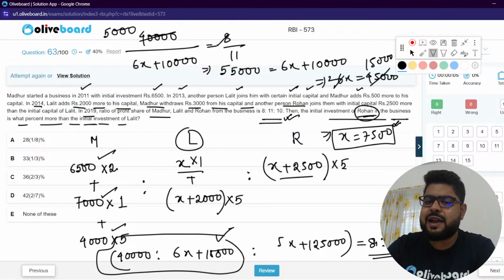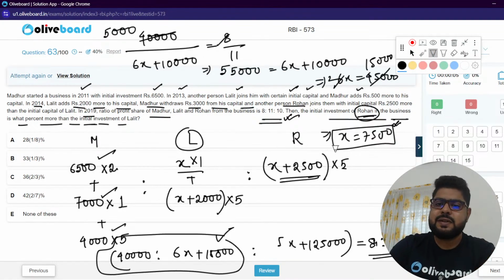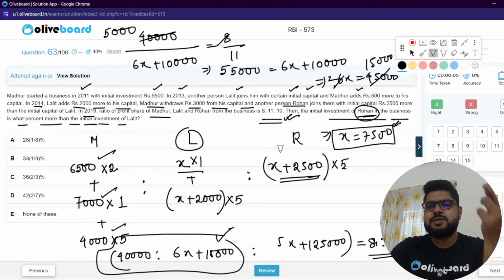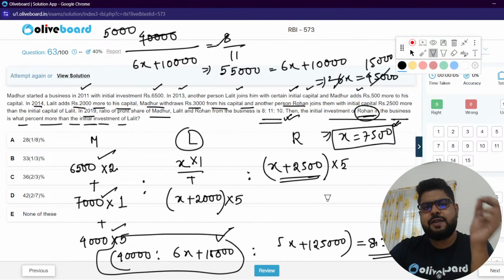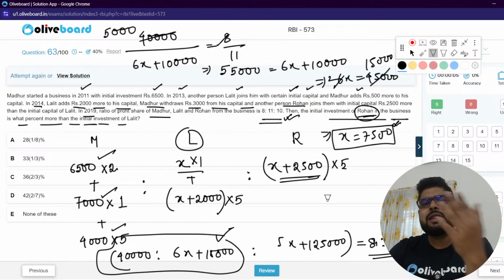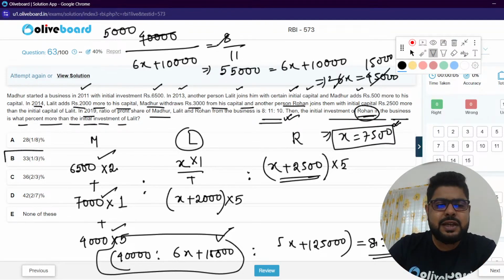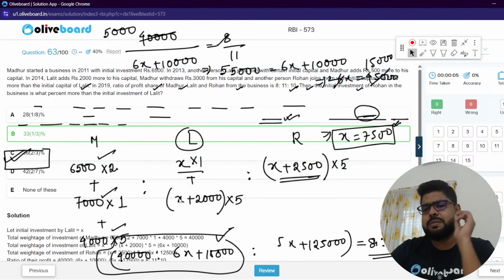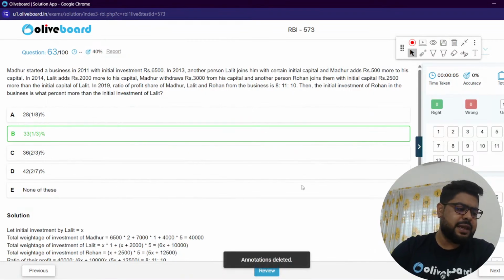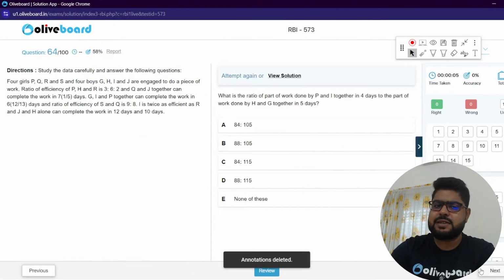Rohan was 2,500 more, that is 10,000. So Rohan, 10,000, is what percentage more than 7,500? So 2,500 more, that means one third more. One third more means 33 whole 1 by 3 percent more. You see, the final calculation is not very big. Option B is the answer. Option B is most definitely your correct answer.